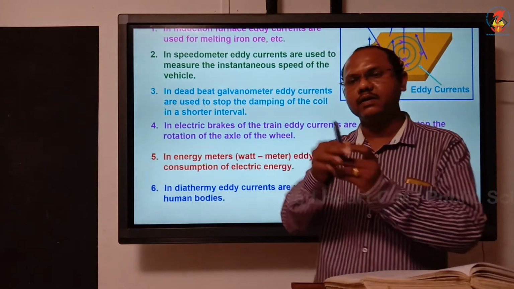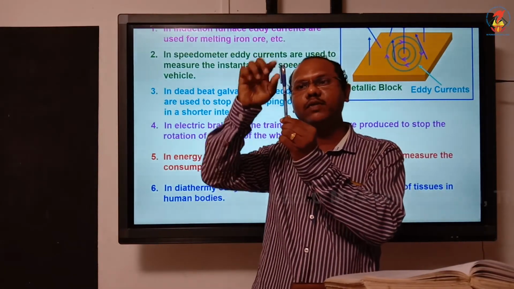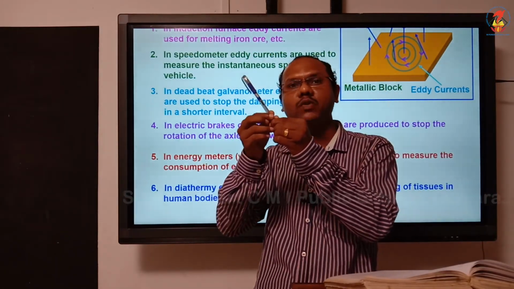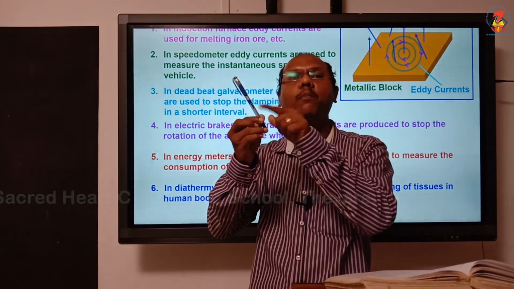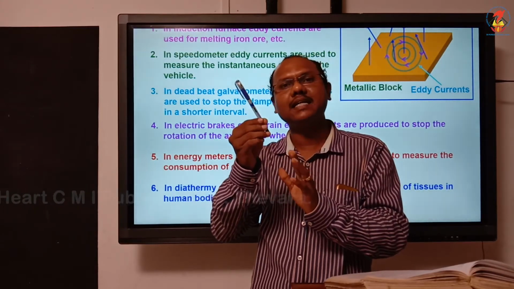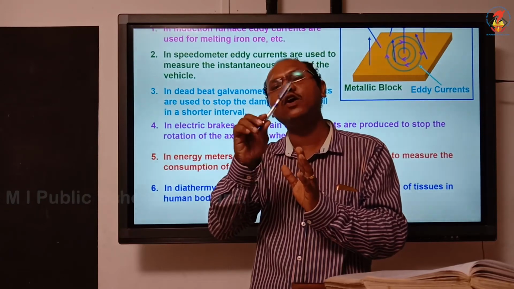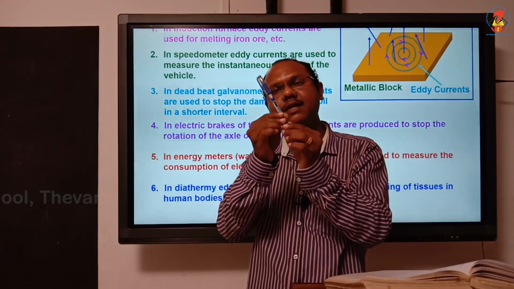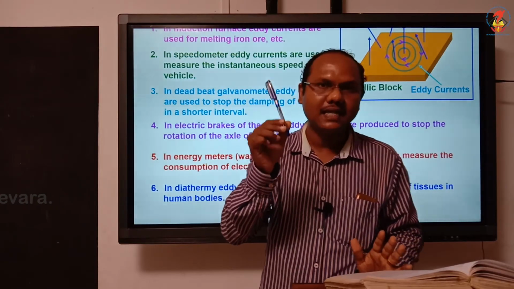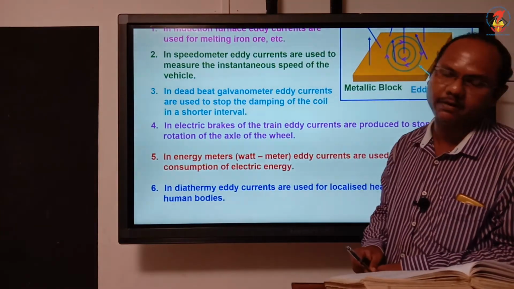Okay, so the needle is moving towards one direction. It causes the eddy current. The eddy current will try to oppose the motion. As a result of eddy current, the needle will not oscillate. Instead, the needle will deflect like this and it will come to a stop all of a sudden. That is why it is called deadbeat galvanometer.